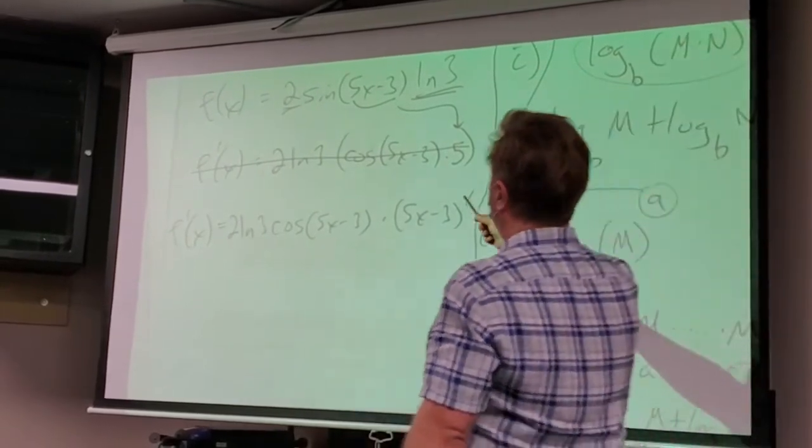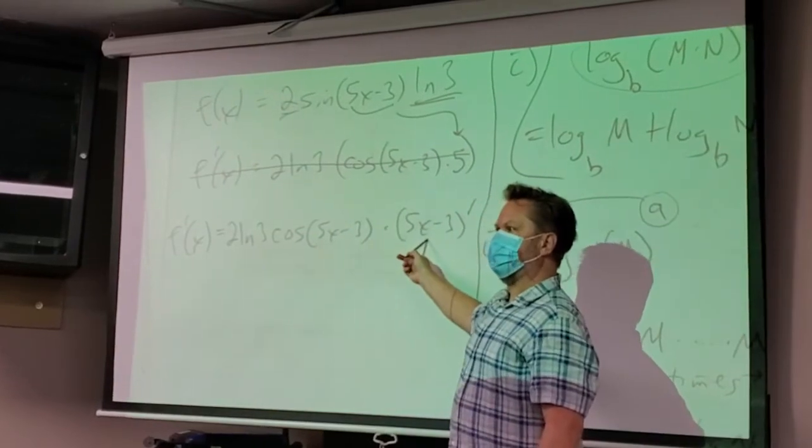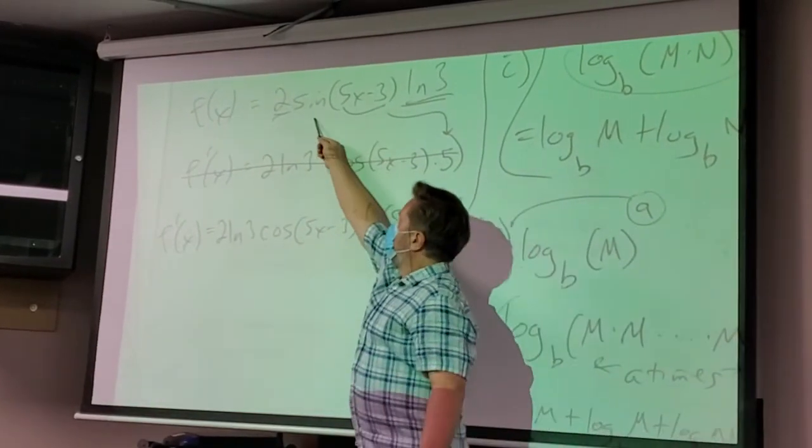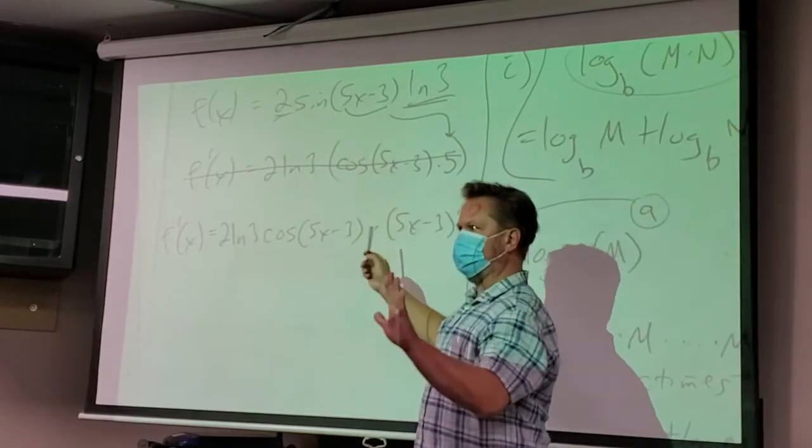Is the inside just x? No. So it better get a turn at the end. Derivative of the outside function is cosine. Derivative of the inside function is 5, right?